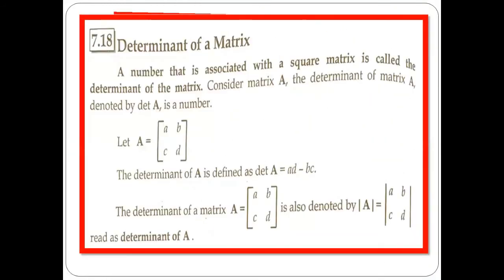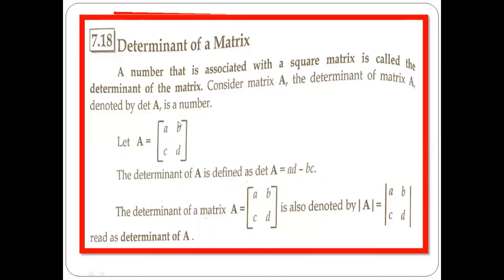Now the topic is determinant of a matrix. What is a determinant? A number that is associated with a square matrix is called the determinant of the matrix. Now consider matrix A. The determinant of matrix A is denoted by DET, which is the short form of determinant. It is a number.